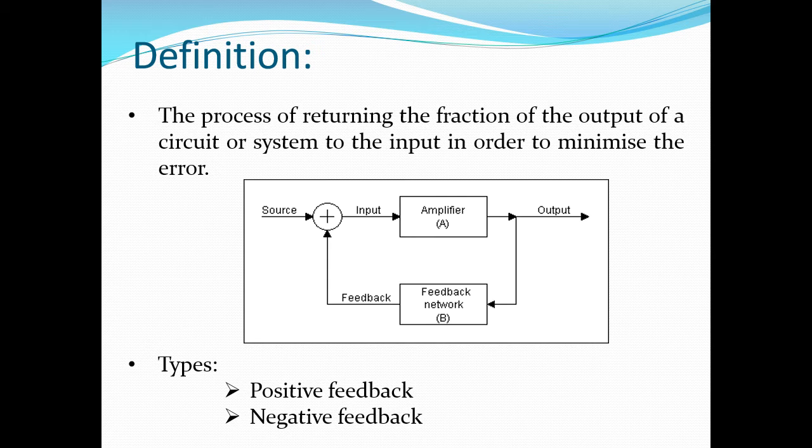Here the input is coming from the source, that is given to the normal amplifier with gain A. The fraction of the amplified output is given to the feedback network. The feedback output is again added with the input. This feedback signal may be either in phase with the input or out of phase with the input. Depending upon in phase and out of phase, there are two types of feedback: positive feedback and negative feedback.